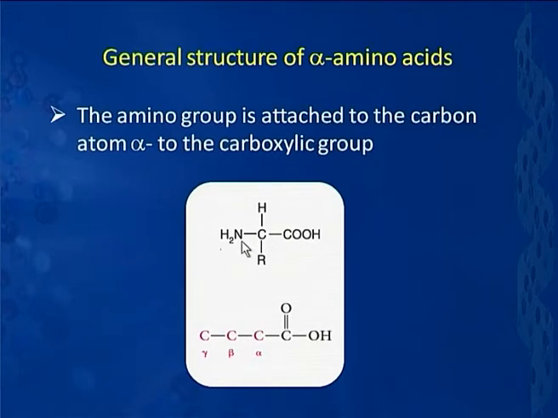Further, if you look at this carbon atom here, it is attached to 4 different groups. This is the carboxylic acid group, this is NH2, this is just a simple hydrogen atom, and this is R.